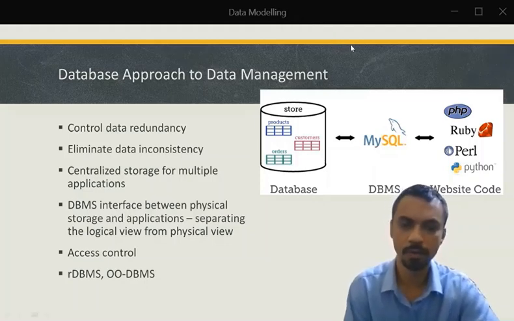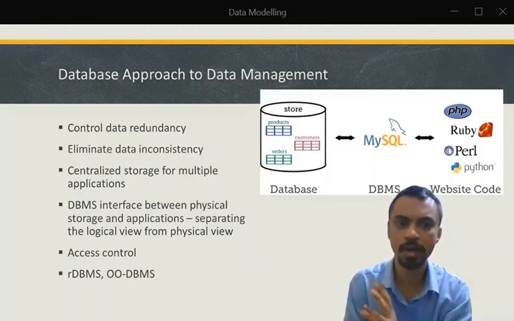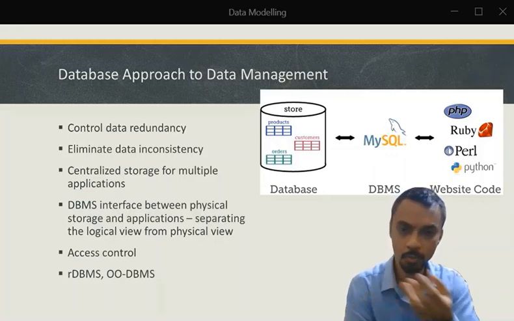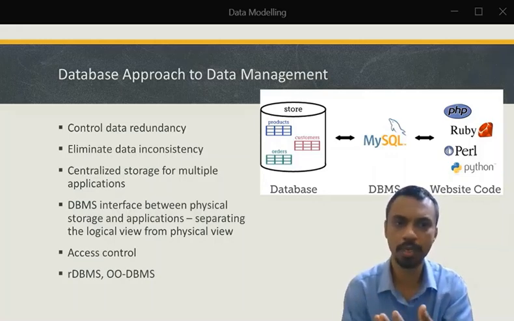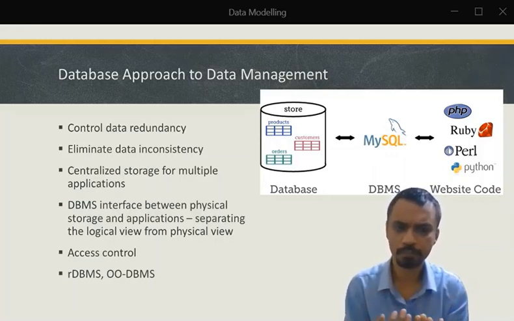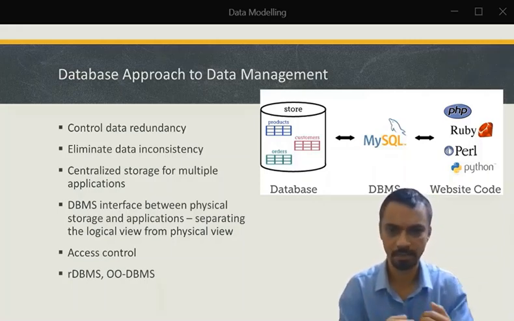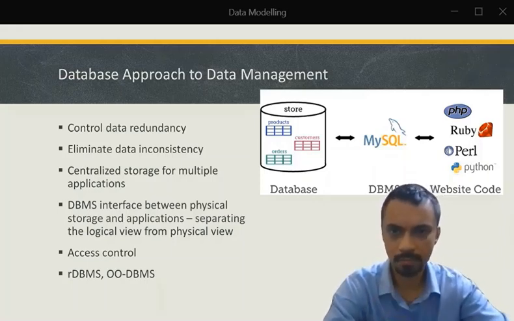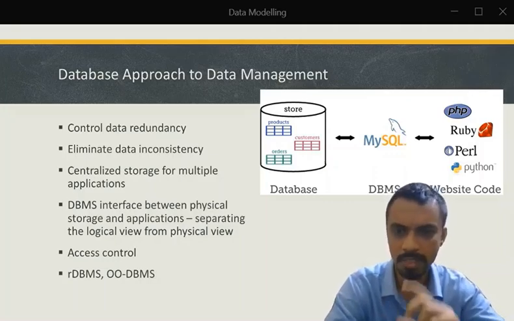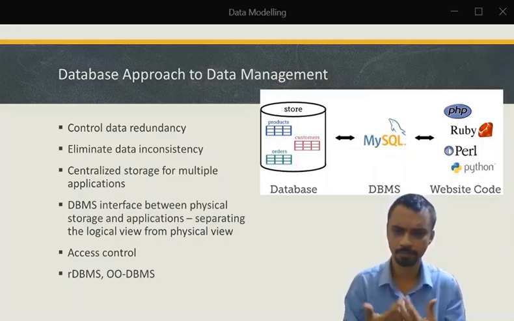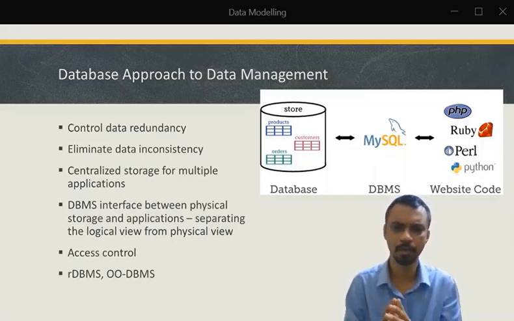Physically, the system algorithm decides the most efficient way of storing. But when a user is viewing it, it will present it in the most logical way, or the way which the user desires. So that's the approach. These are the 5 things which the database management system helps you in doing. Just a quick recap.